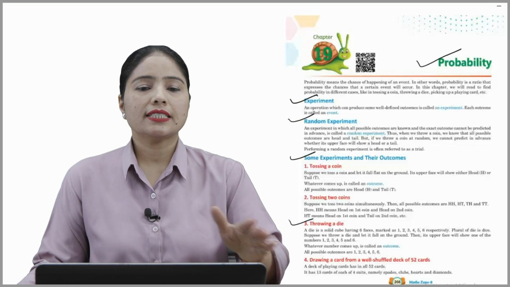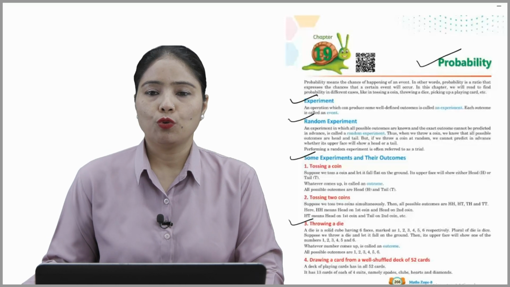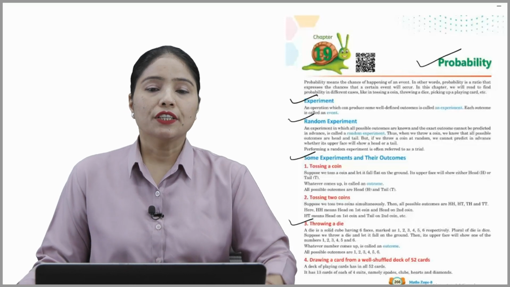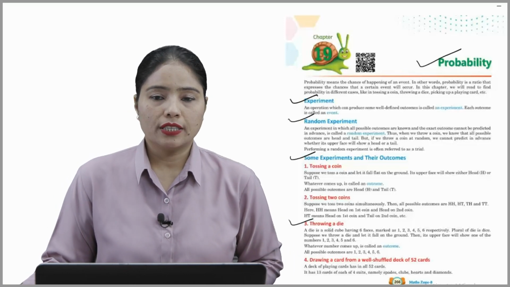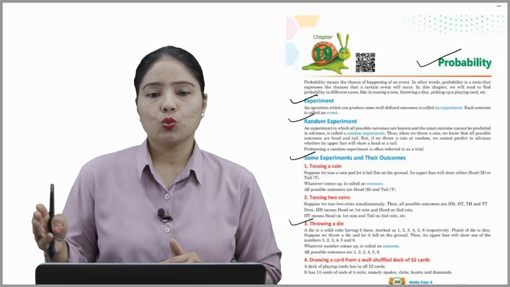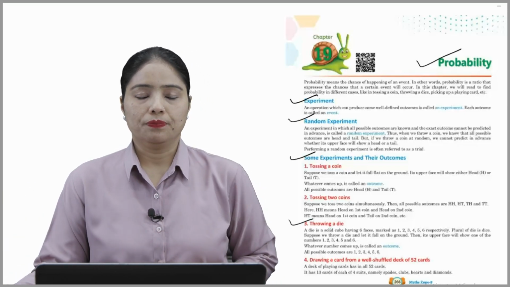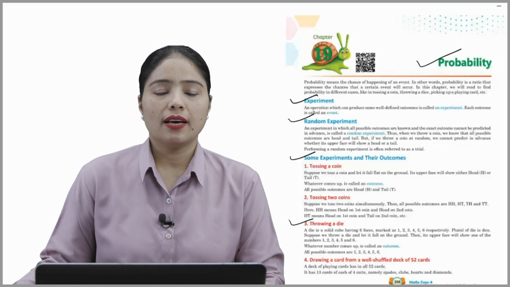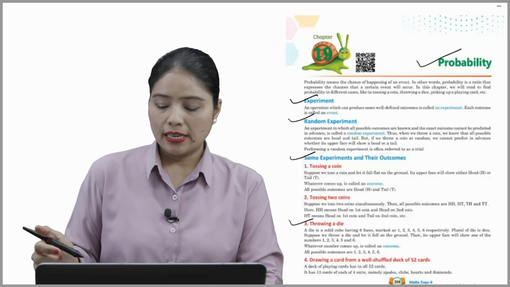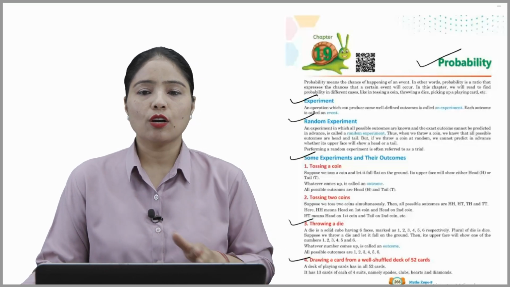Now throwing a dice. For that one, a die is a solid cube having 6 faces marked as 1, 2, 3, 4, 5, 6 respectively. Plural of die is dice. Suppose we throw a die and let it fall on the ground. Then its upper face will show one of the numbers 1, 2, 3, 4, 5 and 6. Whatever number comes up is called an outcome. Okay. All possible outcomes are like this: 1, 2, 3, 4, 5 and 6. Hope you understood well.